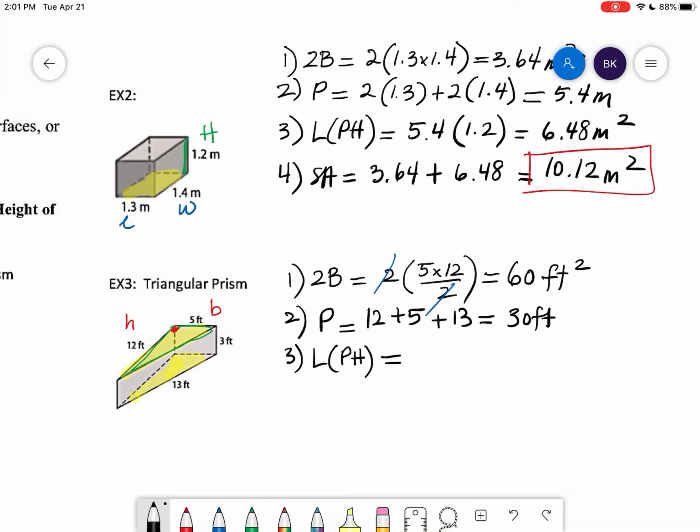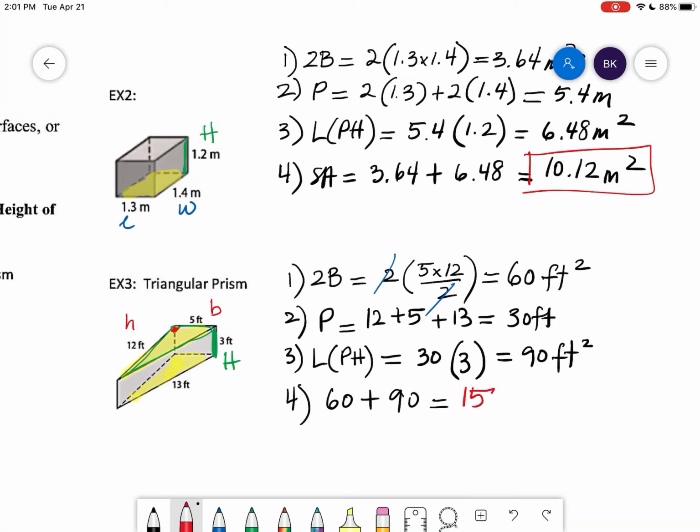And that is found by multiplying 30 times, oh, and I forgot to tell you that height, remember height is perpendicular to the base, and that is 3. So times 3, which is 90 feet squared. That is our lateral area, and simply last step would be to add the area of two bases and lateral area, which should give you 150 feet squared as your final answer.